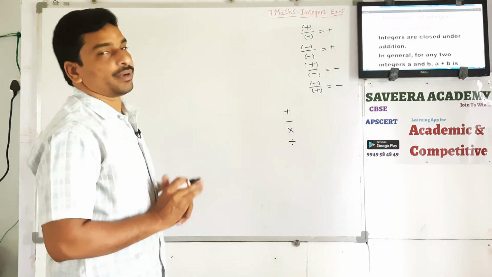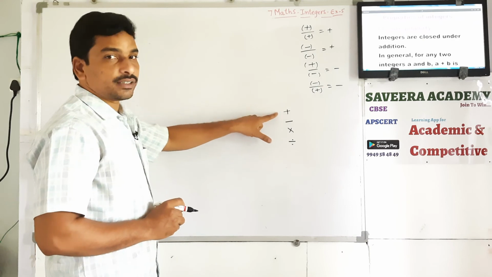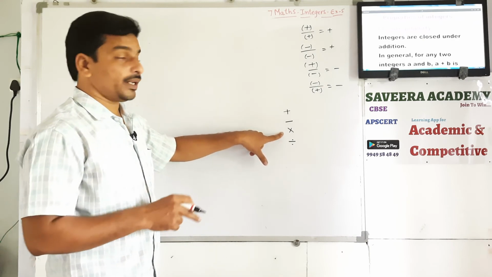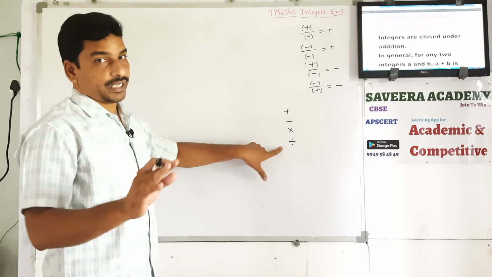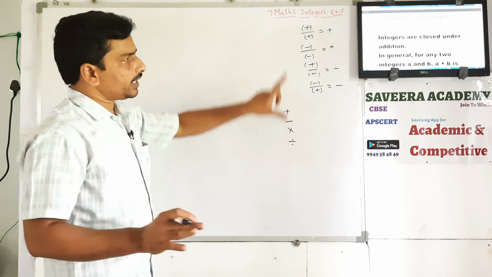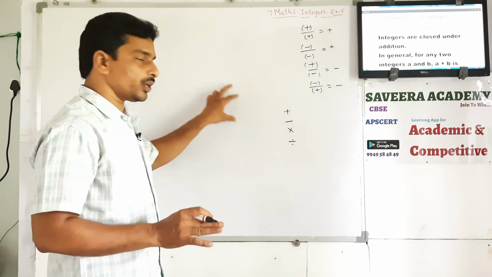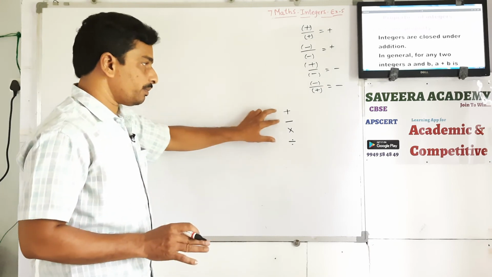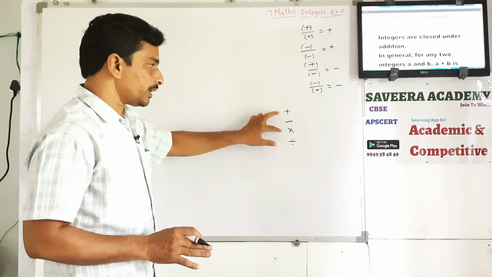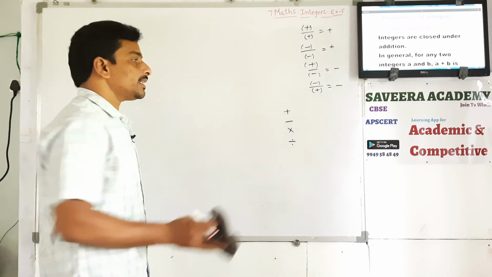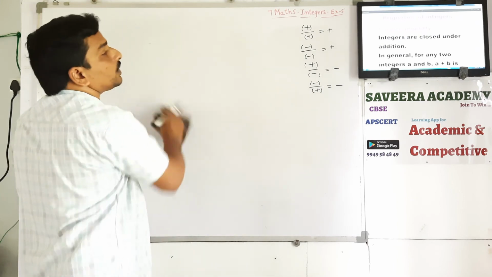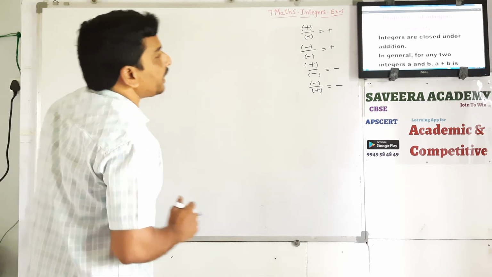And what is the property? Closure property under addition, closure property under subtraction, closure property under multiplication, closure property under division. Like that all these things we will see. Let us see what is given. Suppose the second one, associative property: associative property under addition, under subtraction, under multiplication. Like that we will see what are the things given here.